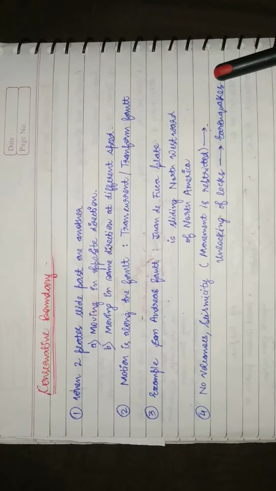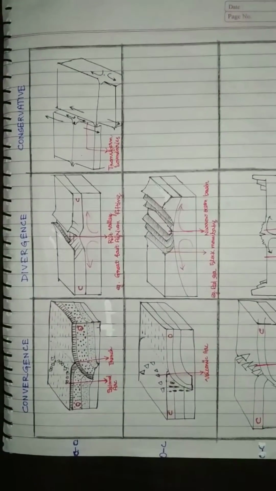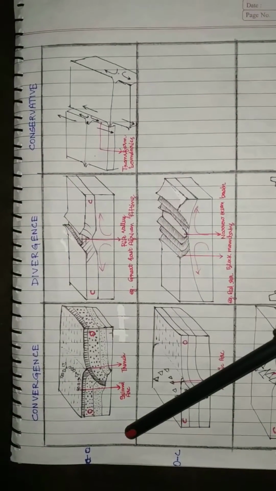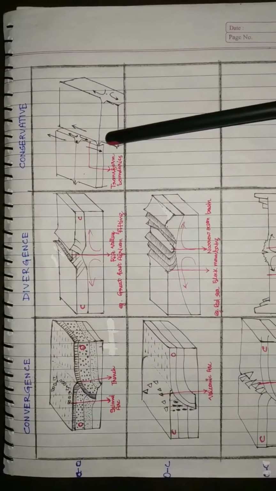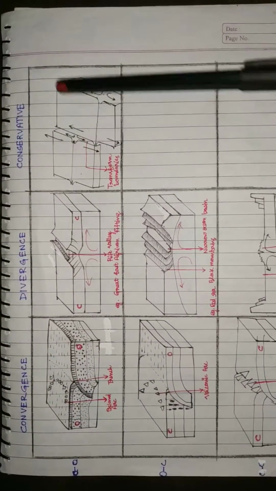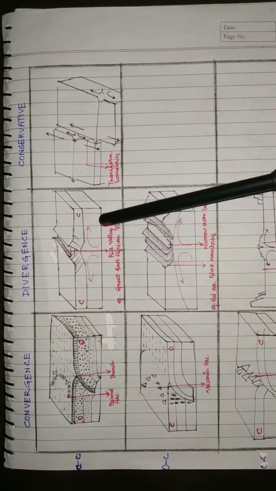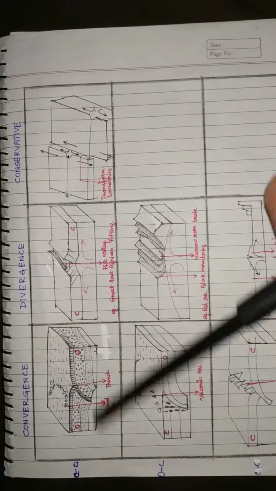Alright, so let's summarize. We talked about convergence, we talked about divergence, and we talked about conservation, right? Conservative plate boundaries, divergent plate boundaries, and convergent plate boundaries.